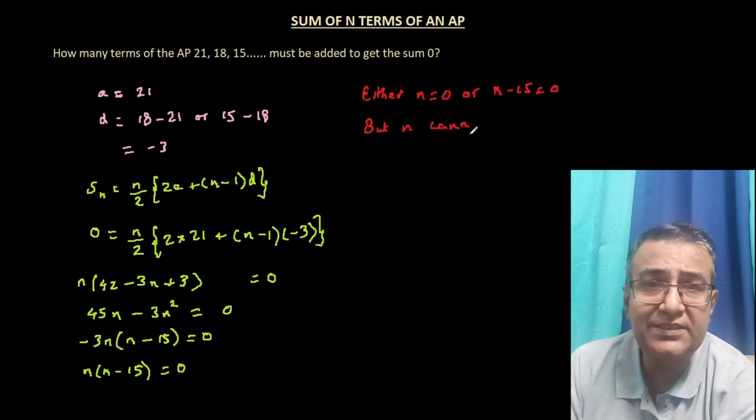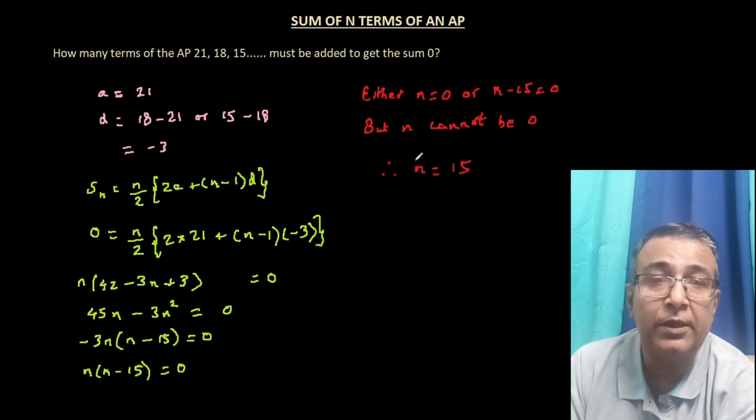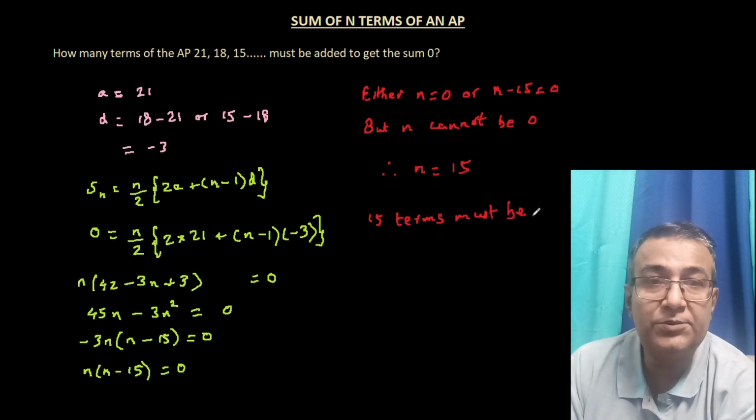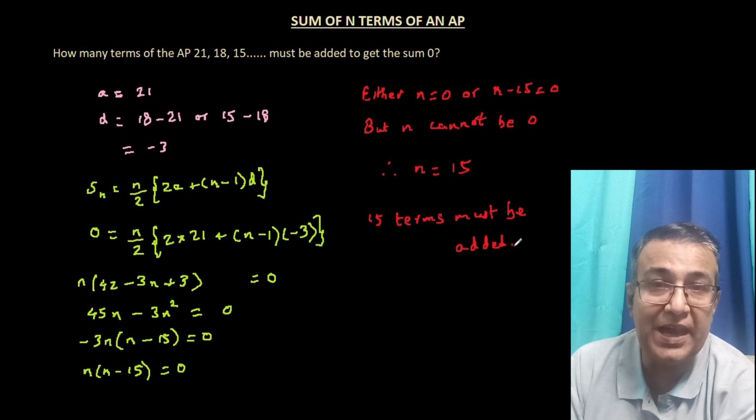But we also realize that n cannot be 0 because n is the number of terms in the arithmetic sequence, and we can see that 21, 18, 15, as the sequence is going, it cannot be 0. So therefore we'll have to consider the value of n as 15, which means that 15 terms must be added together to get the sum of this AP as 0.